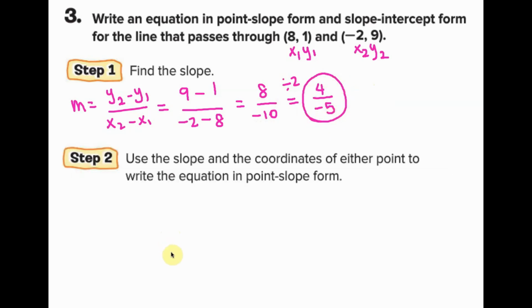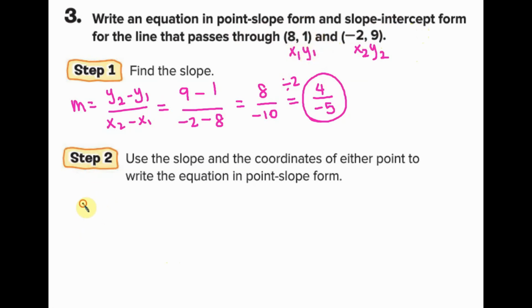The second step, you're going to use the slope and the coordinate of either point to write an equation in point-slope form first. The slope-intercept form is great when you are given the slope and y-intercept. In this case, since you're given the coordinates, then you're going to use point-slope form, where you can pick any point to begin with. It's up to you. I will begin with just the first coordinate on here.